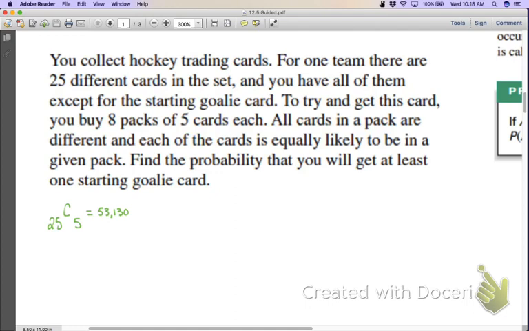What do I need to do then for each individual pack? How can I find the combinations of picking the goalie out of the 5 people? I can't pick him more than once, right? How many people are on the team? 25 people, right? How many people are not the goalie? 24. So what is 25 with a combination of 24? It's probably not as big as you think.